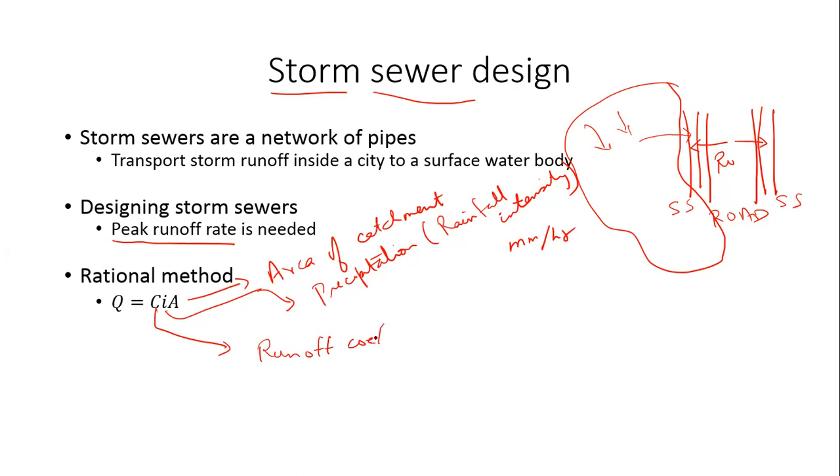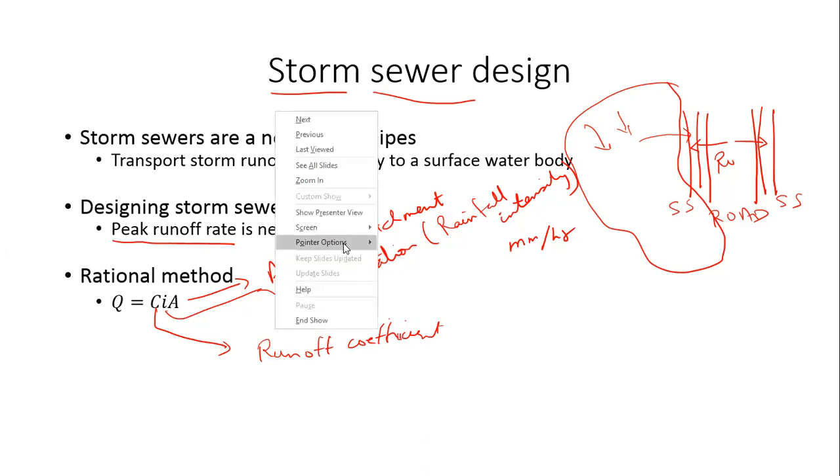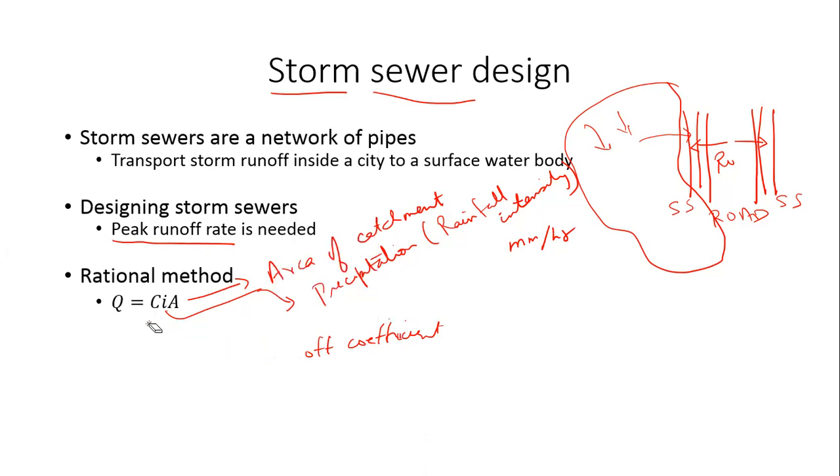Runoff coefficient. So Q equals C times I times A. Now this Q is the peak runoff rate. This is not applicable for any runoff rate, so you'll understand what the assumptions are in this approach. Let me erase this. I've got a lot of text coming up now. So this C is what is called the runoff coefficient.